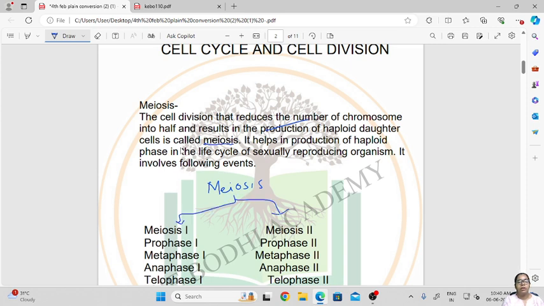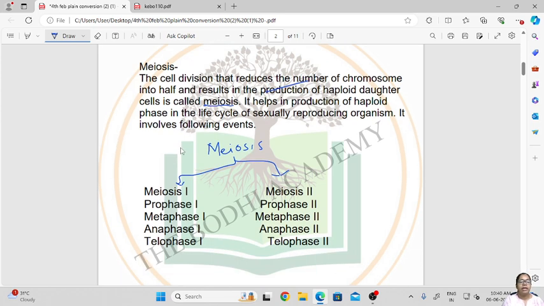That is, first is meiosis 1 and meiosis 2. So meiosis 1 takes place in 4 phases. That is, first phase is prophase 1, second is metaphase 1, third is anaphase 1, and fourth is telophase 1. Similarly, in meiosis 2, there is first phase, that is prophase 2, then comes your metaphase 2, then anaphase 2 and the telophase 2.